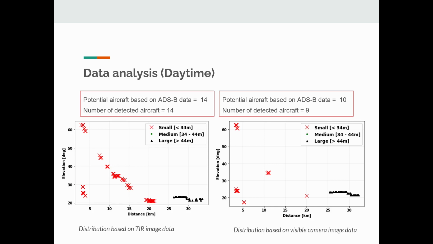On the right, the distribution is for the visible wavelength camera. Based on the ADS-B, there were 10 potential aircraft. Out of those, 9 got detected in visible wavelength. Even in visible wavelength, we had detection of small aircraft at low elevation. But please note those aircraft at low elevation are very close by, at a distance of 5 kilometers.